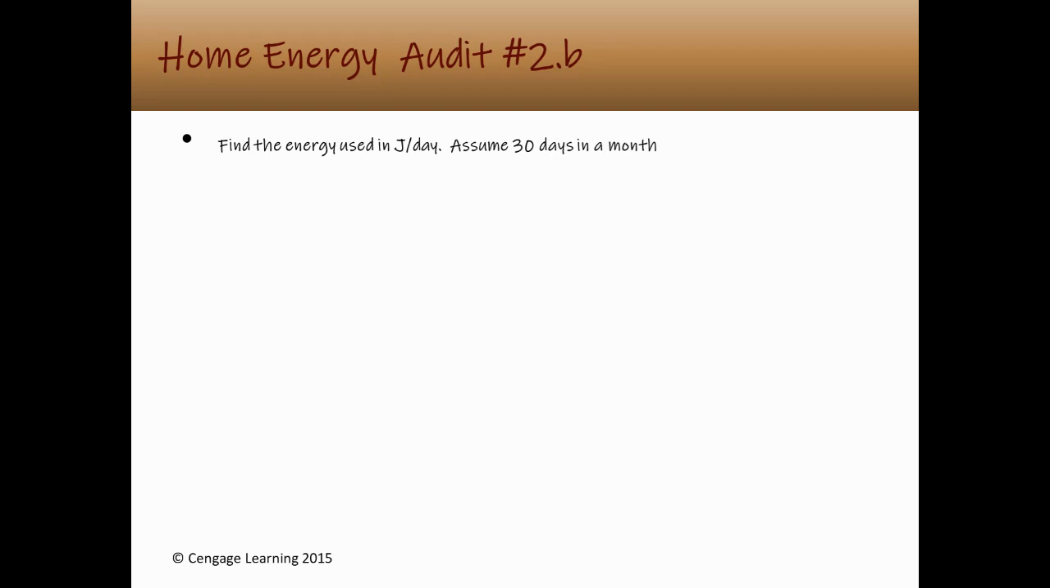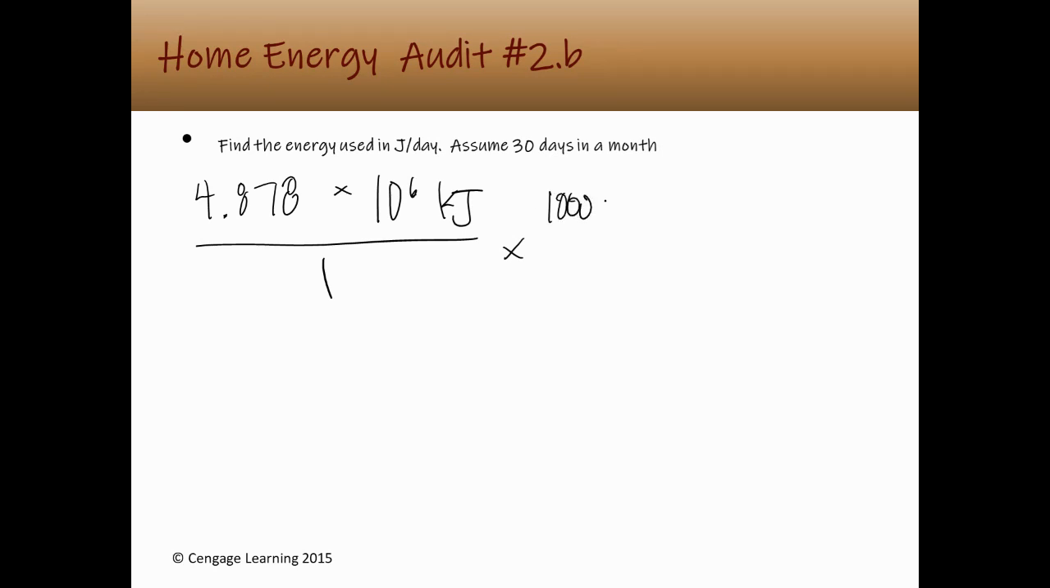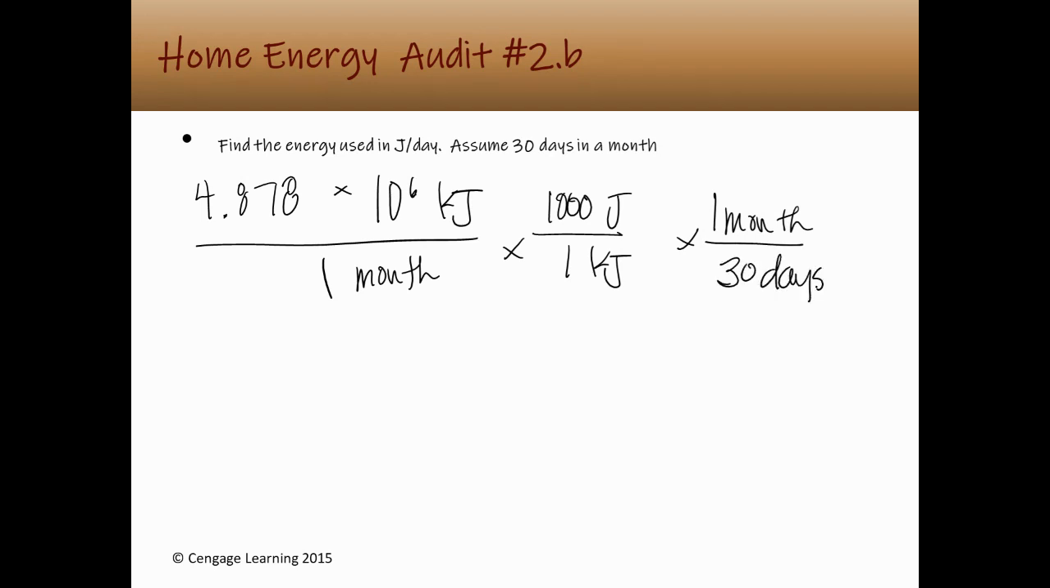Let's find energy used in joules per day. And we're assuming there's 30 days in the month. So we have our, I'll keep it in scientific notation, 4.878 times 10 to the 6th kilojoules. I'm going to put that over 1. Let's step it down to joules. Okay, so we have 1,000 joules, 1 kilojoule. And then we knew this was for 1 month. So now all we have to do is our 1 month. It tells us we should assume 30 days.